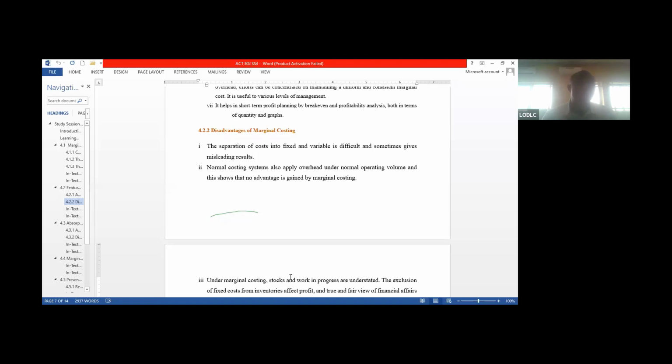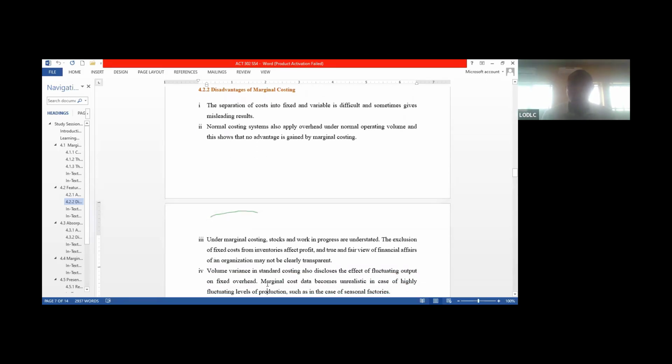And it sometimes gives misleading results, because if you cannot accurately segregate your cost into fixed or variable cost, the result might be misleading. Normal costing systems also apply overhead under normal operating volume, and this shows that no advantage is gained by marginal costing.